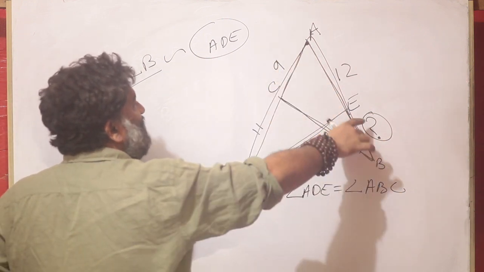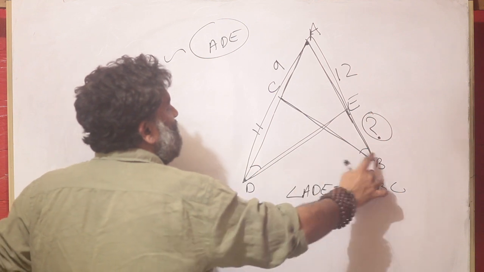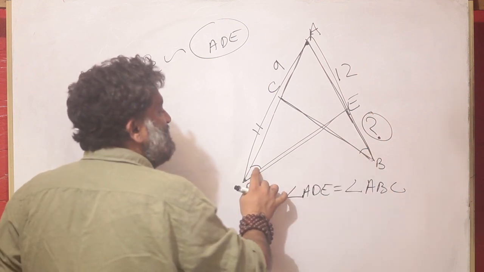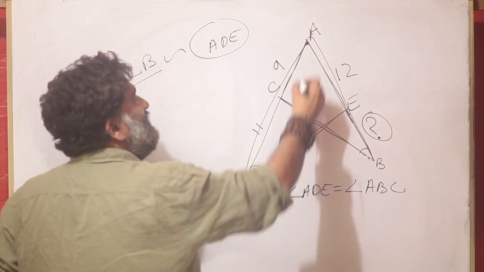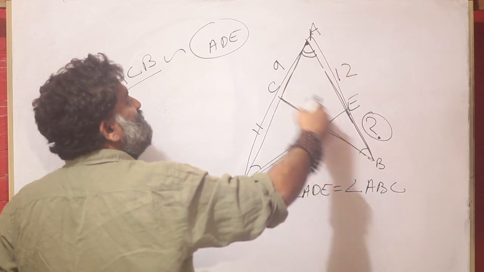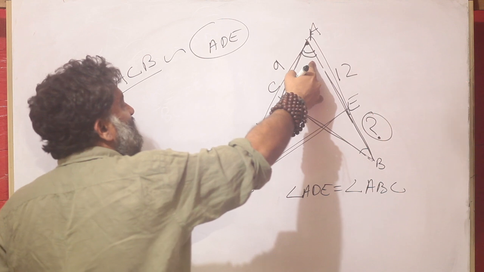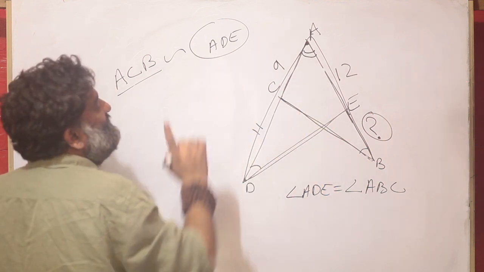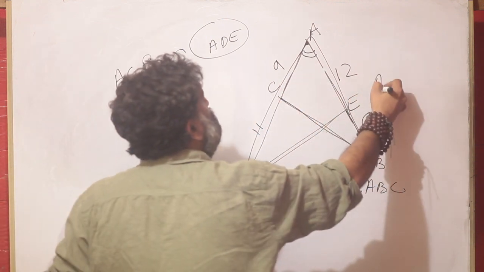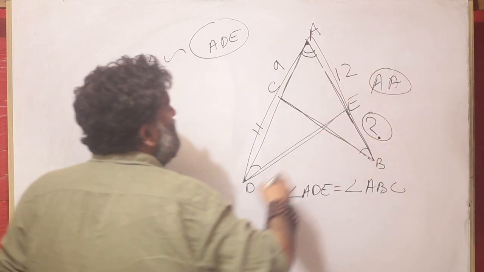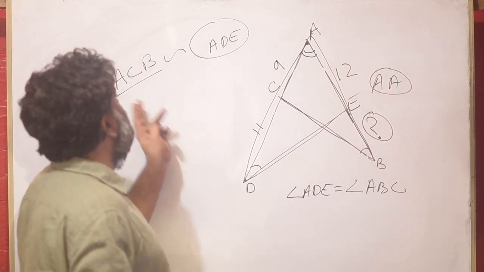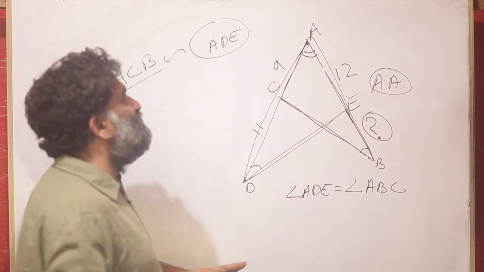If I think of this triangle and this triangle, I have angles equal to each other. This angle is equal to this angle. This angle is common to both the triangles. In this triangle you have an angle A, in this triangle you have an angle A. That means between these two triangles, once again, you have two angles equal to each other, and therefore you can definitely say that these two triangles are similar to each other.